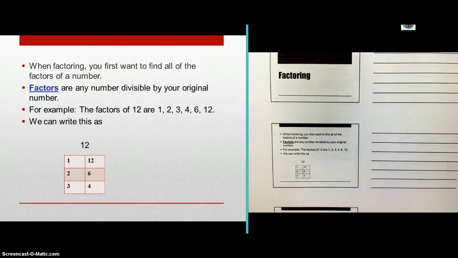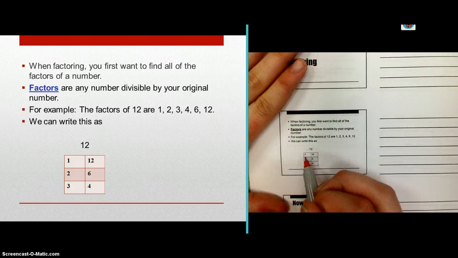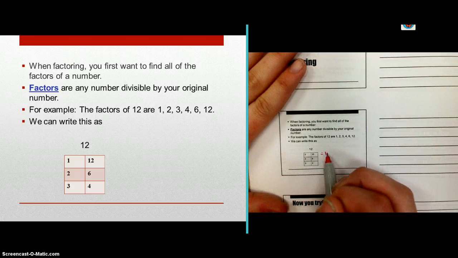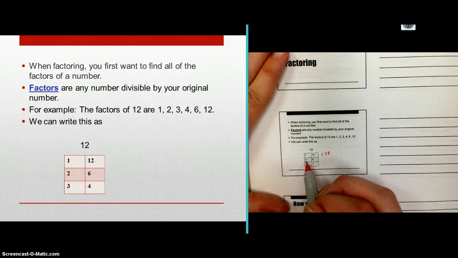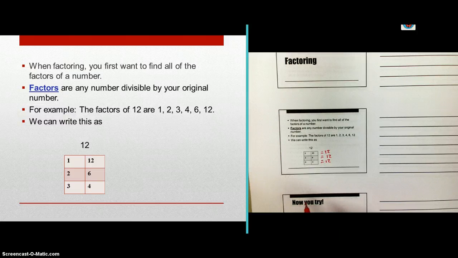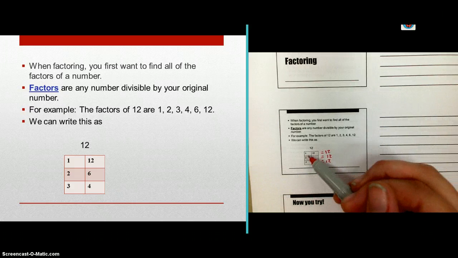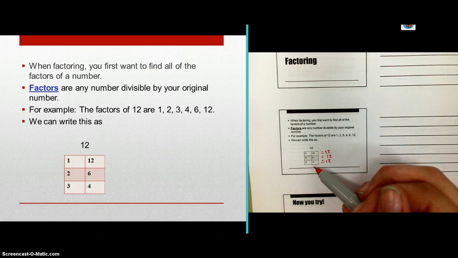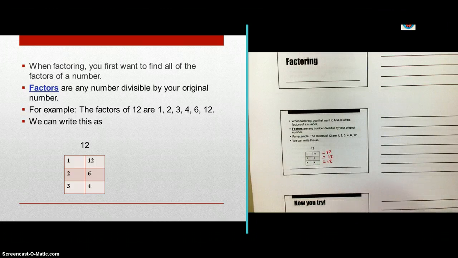We can make a chart of this, and this chart works such that 1 times 12 gives you 12, 2 times 6 gives you 12, and 3 times 4 gives you 12. You know you're done with your chart when you reach your next number. You're always going to go in ascending order, starting with 1. And so we go 1, 2, 3. Once we hit the other side of the chart, which is 4, we know we're done.